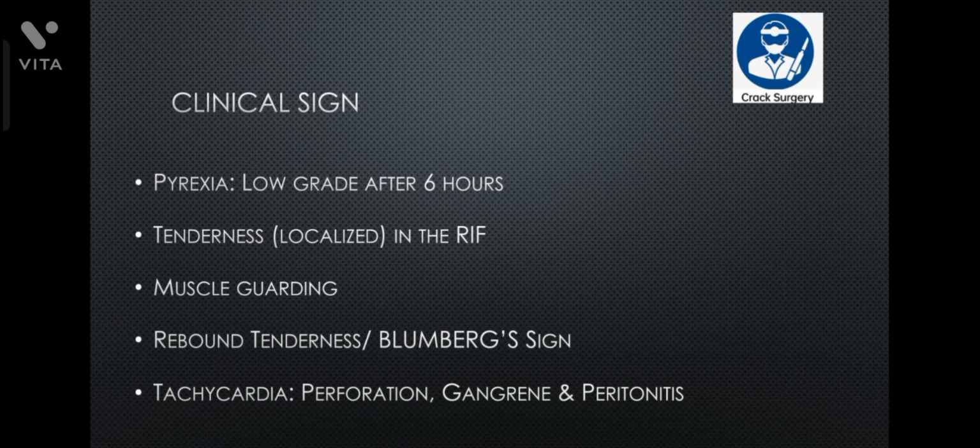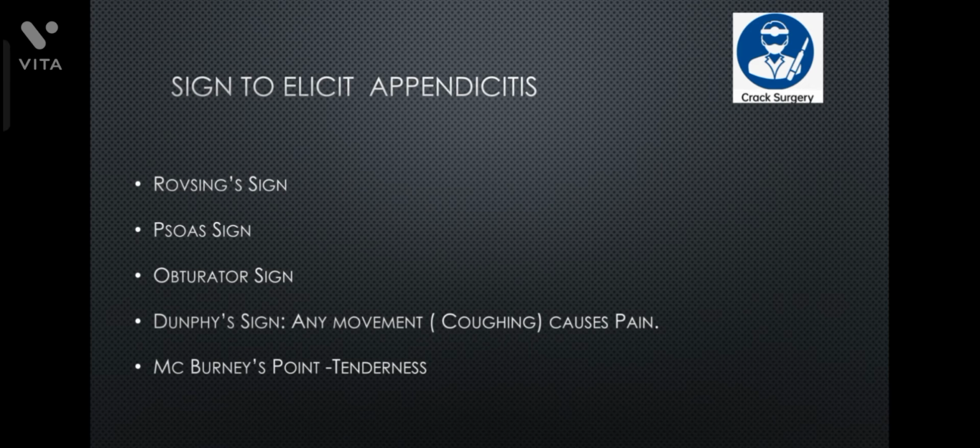Clinical signs in appendicitis. First is pyrexia, a low grade fever after 6 hours. Tenderness localized to the right iliac fossa, muscle guarding due to the pain, rebound tenderness, also known as Blumberg sign, and tachycardia, which suggests perforation, gangrene, or peritonitis. Signs to be elicited in appendicitis are Rovsing sign, Psoas sign, Obturator sign, and Dunphy sign. Any movement or coughing causes pain in the right iliac fossa. McBurney's point, that is tenderness.